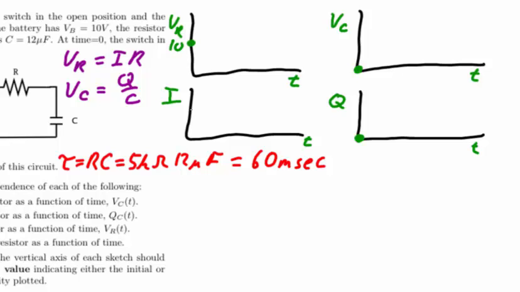Next, the connection between the voltage on the resistor and its current is that V equals IR. So we need to take our 10 volts and divide by 5 kiloohms. 10 over 5 is 2, and 1 over kilo is milli, so the current must begin at 2 milliamps. As a result of the current flow, the capacitor's charge will increase. This means that the capacitor's voltage will increase.